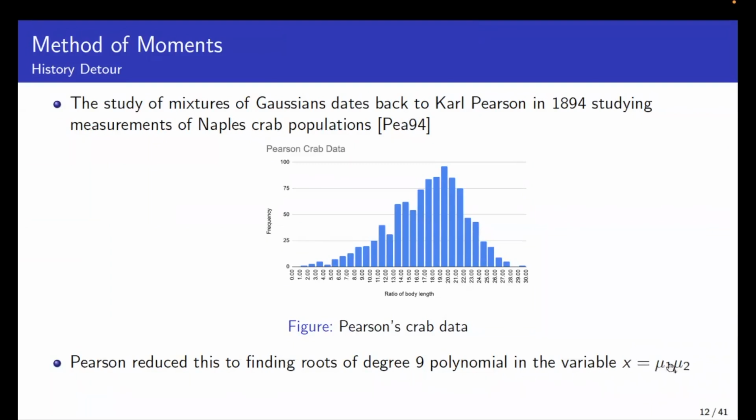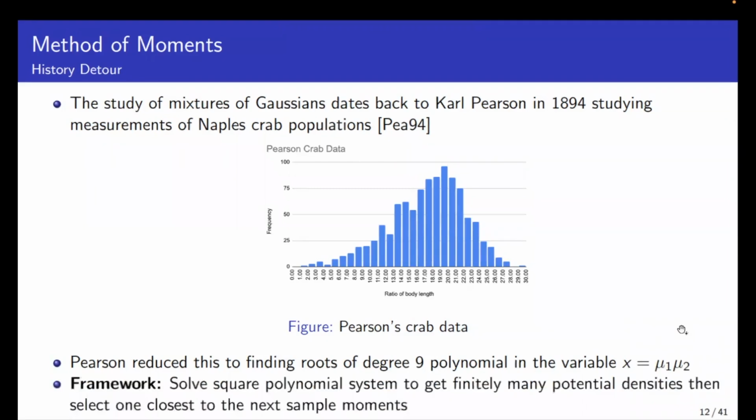Another thing to note is that he broke the symmetry. He broke this label swapping symmetry by essentially projecting onto the variable mu1 times mu2. And once he reduced his problem to solving this degree 9 polynomial, he was then able to back solve to find the other parameters that he needed.